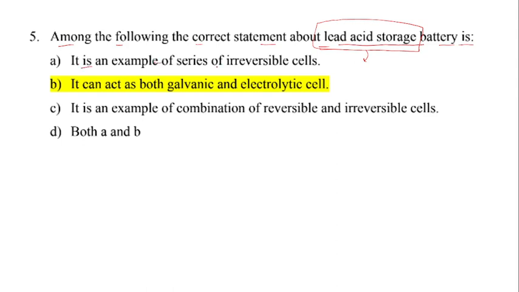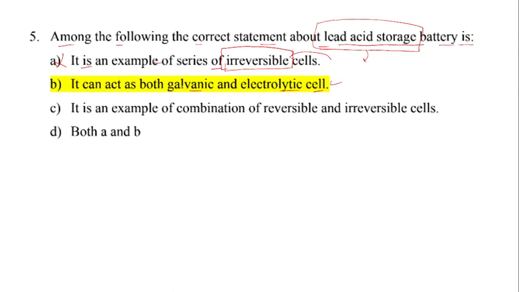First option: it is an example of series of irreversible cell. Irreversible means if you use the battery once, it is not able to charge, but we know that a lead acid battery can be charged again. That's why charging and discharging go on continuously, so this option is incorrect. Next: it can act as both a galvanic and an electrolytic cell. Yes, it is the right answer.